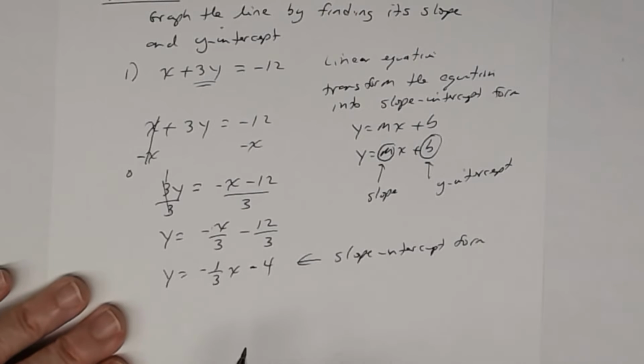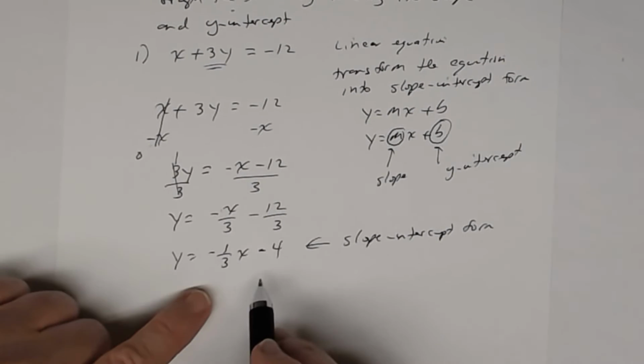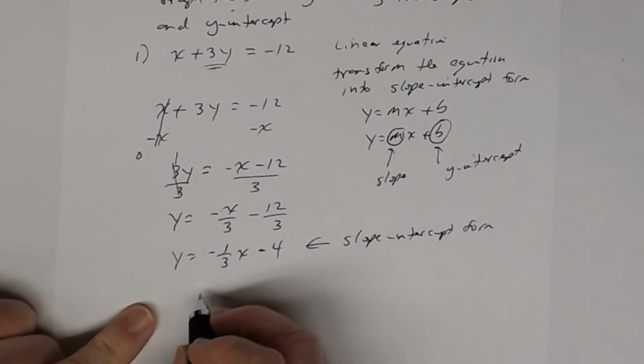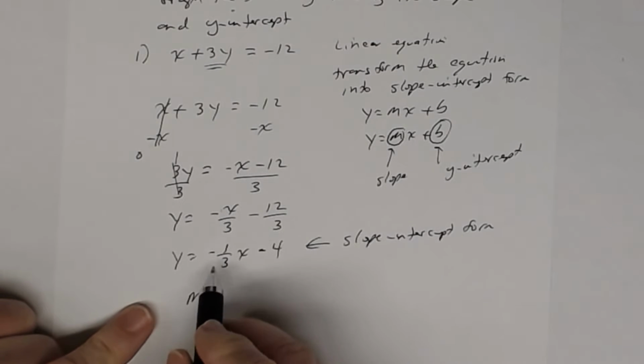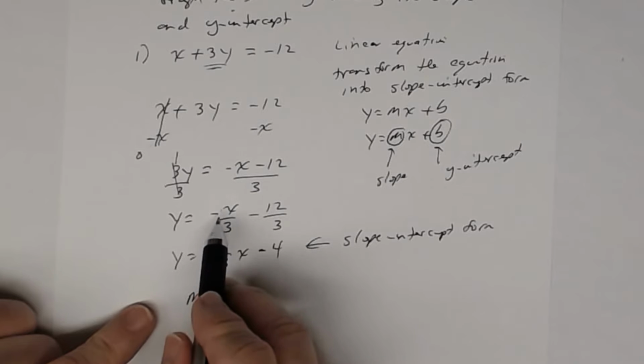And so the next thing you have to do, remember you want to graph the line, so you've got to find the slope and the y-intercept. So the slope, remember, is the coefficient of x. So whatever you multiply an x by, so the slope is negative 1/3. That's why it was important you put a 1 right here.